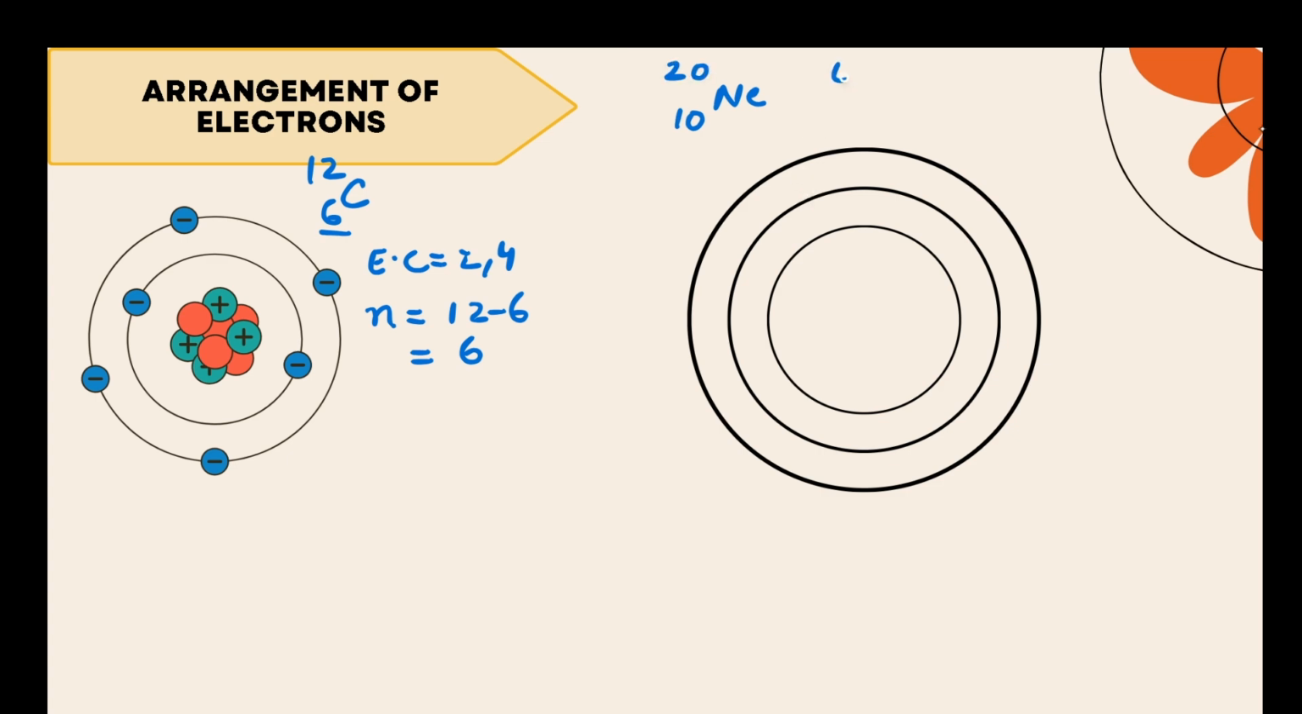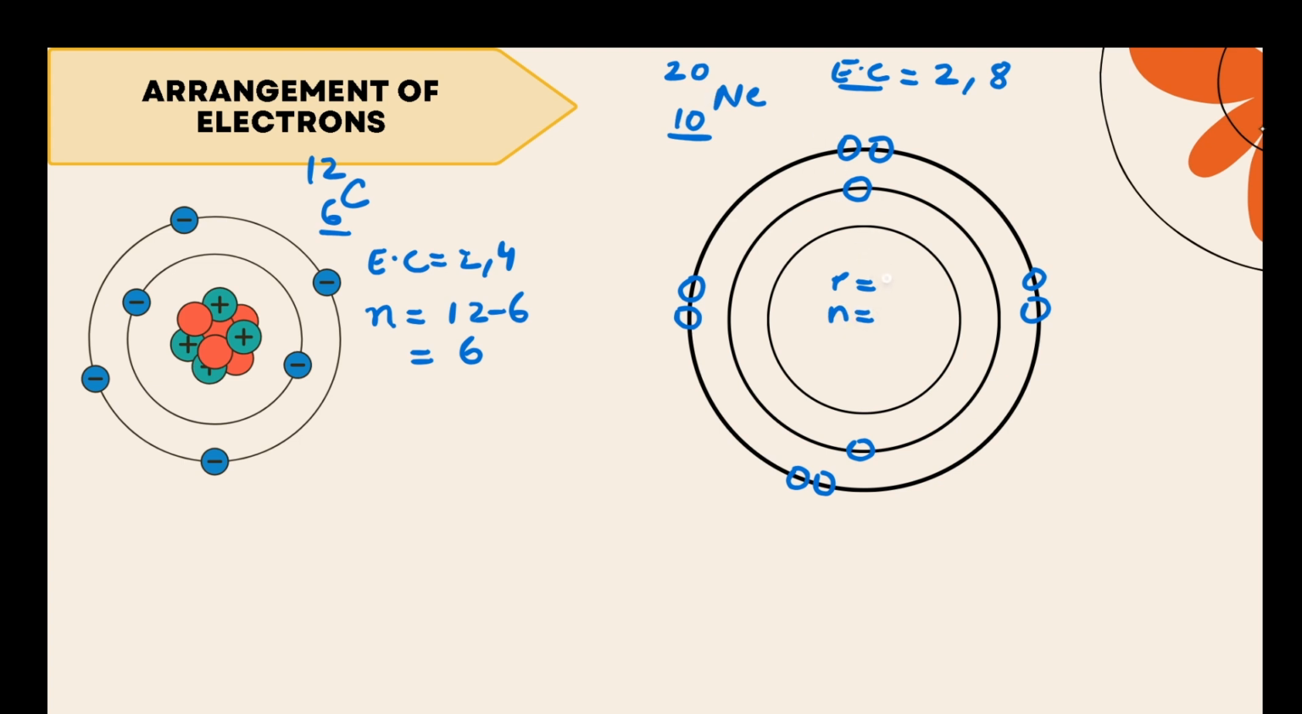Okay, so if we have to write the electronic configuration, again on the basis of atomic number, its configuration will be 2 and 8. Okay, so the first shell that is closest to the nucleus will have 2 electrons and the second shell will have 8 electrons.